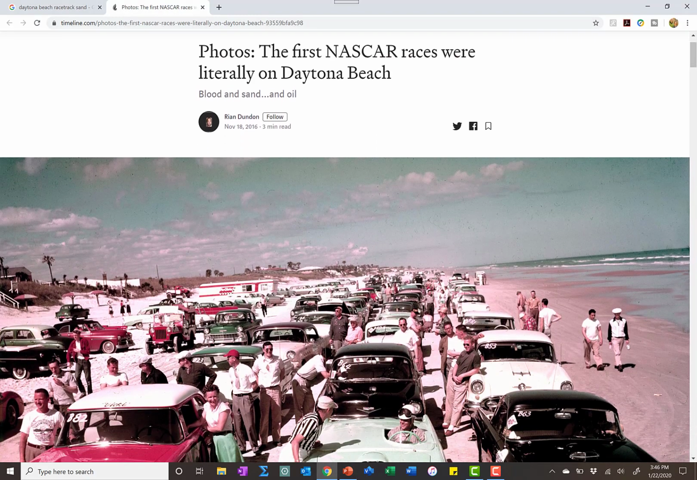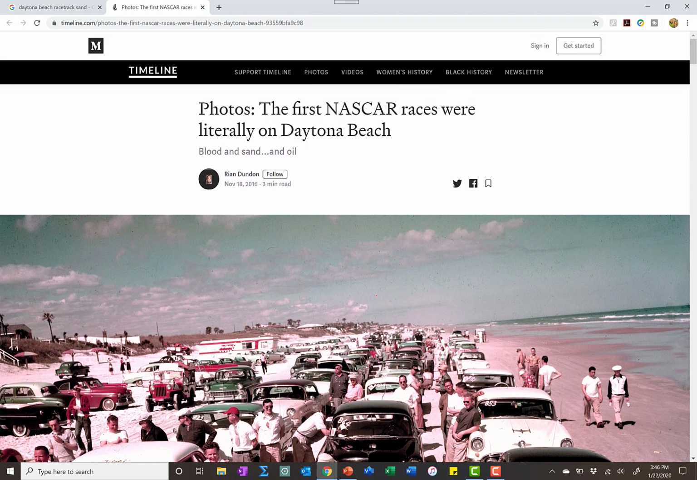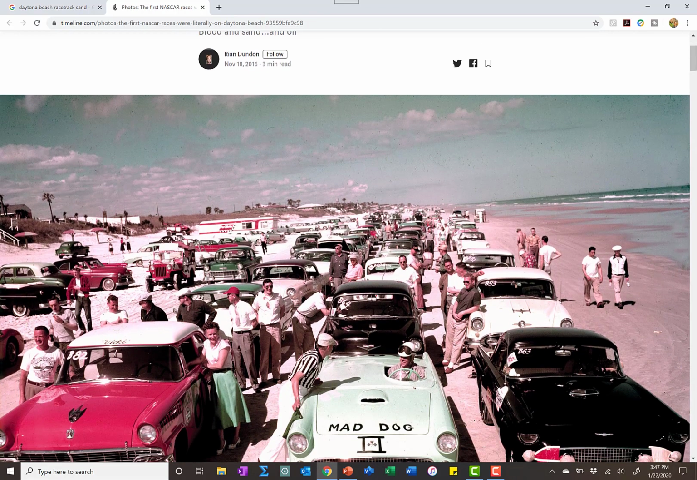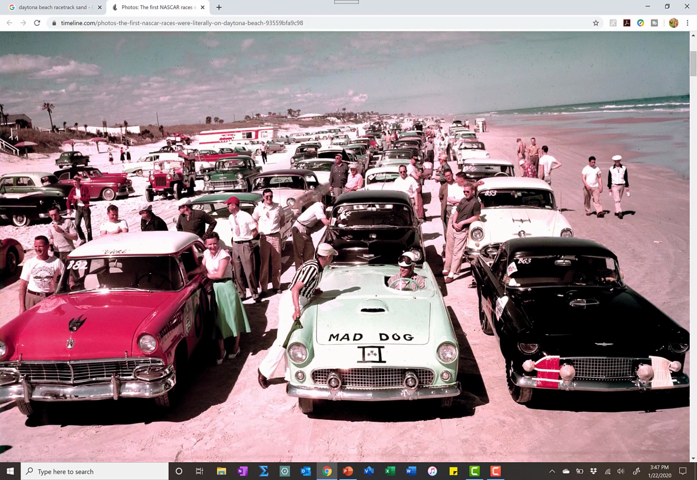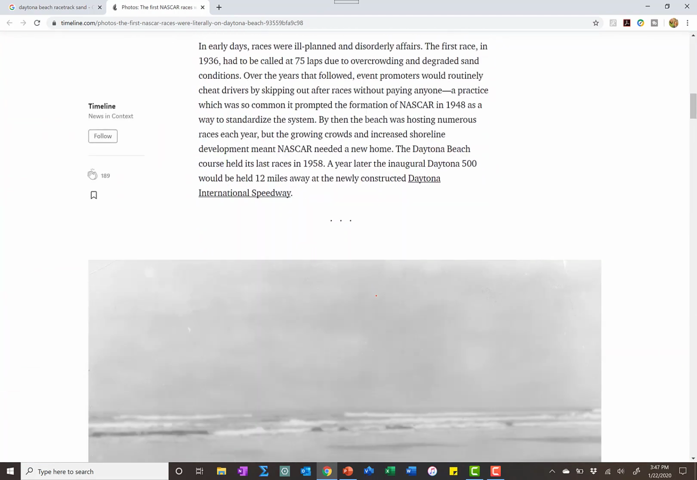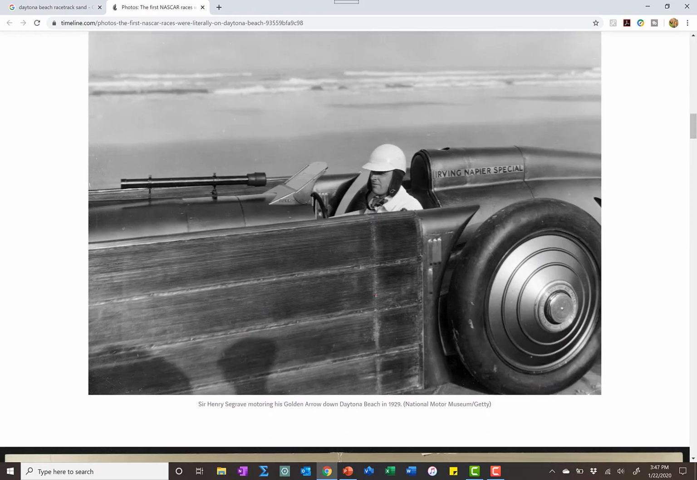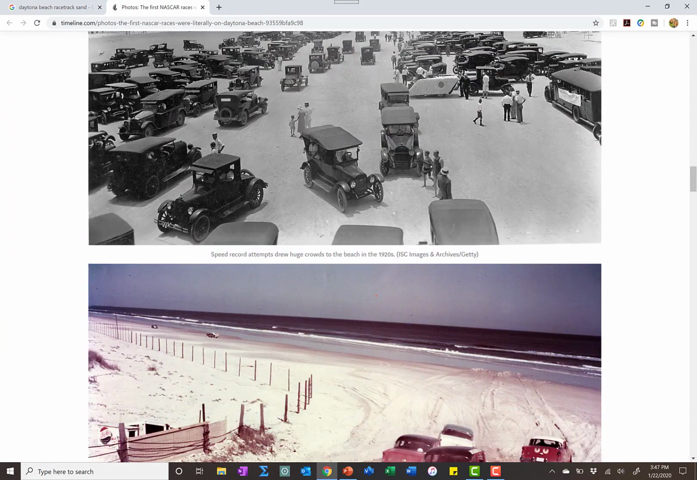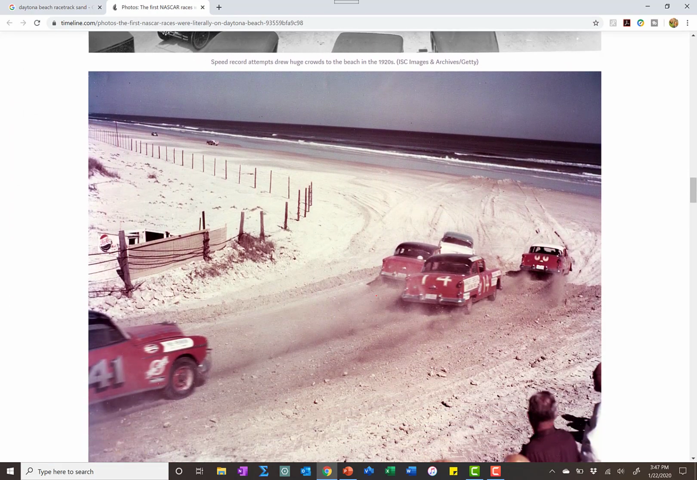And so here are some pictures that I found from the web. The very first NASCAR races in the United States were literally held on Daytona Beach, on the sand. And this is a picture from the 1950s. So in the 1940s and the 1950s, they were racing right on the beach, okay? And you can see some of these pictures of them racing.